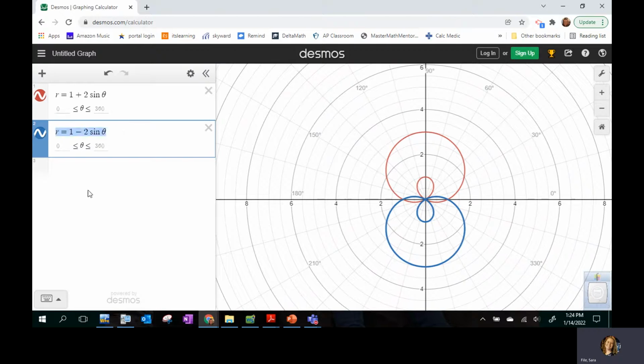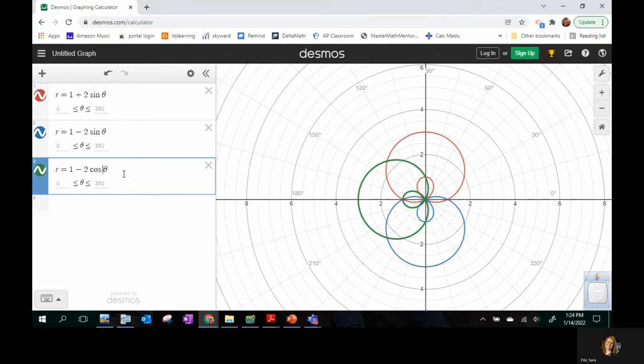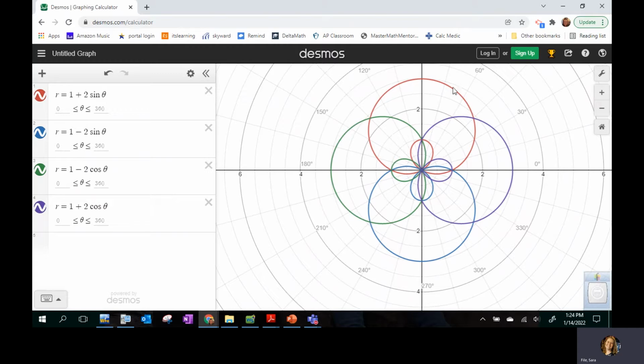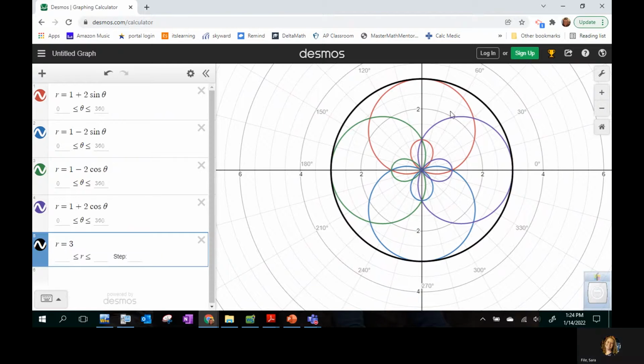Okay, or I could make a little tweak of changing sine to cosine. Okay, and then I could make a little tweak of changing that minus to a plus. So I have positive sine, negative cosine, positive cosine. So that's 4 separate equations. And that makes a pretty cool looking shape. Maybe you want to put a circle around it all. Okay, those go out to 3. So maybe you want to do r equals 3 and circle it all in and make that your flower.